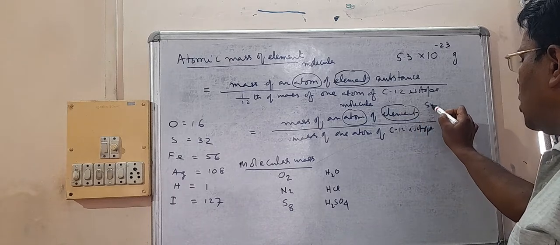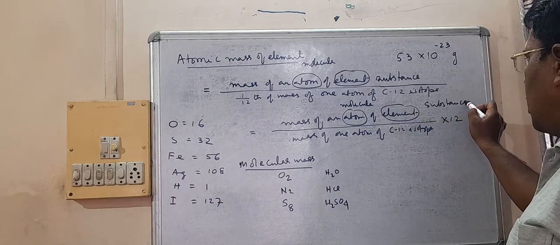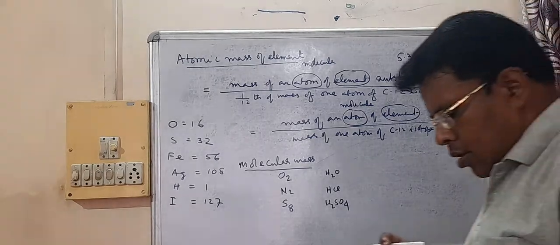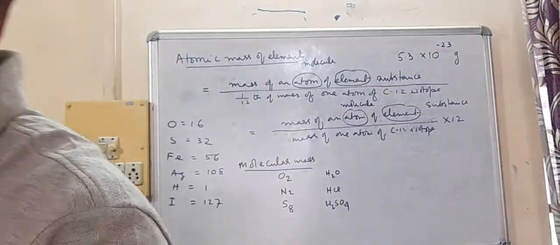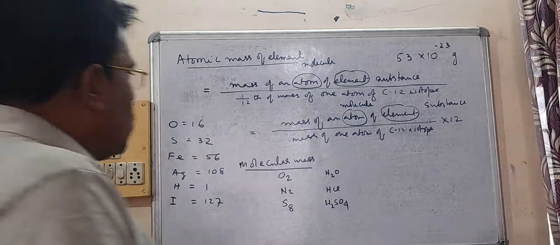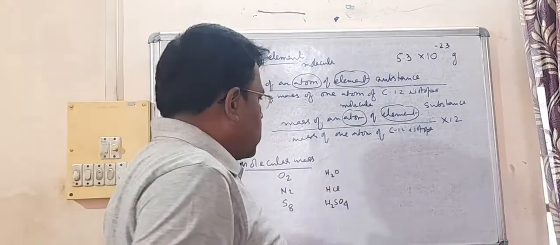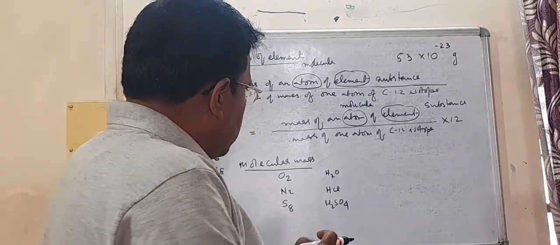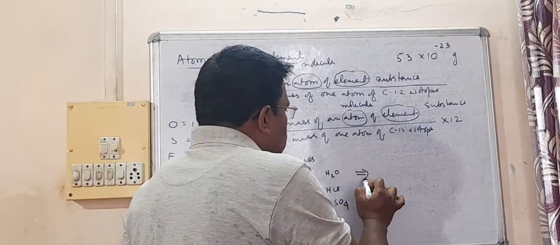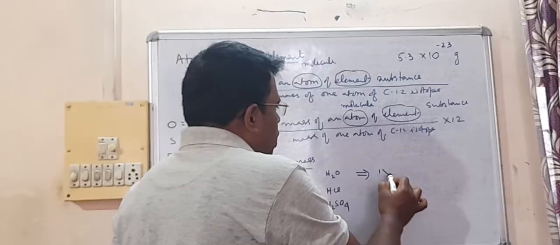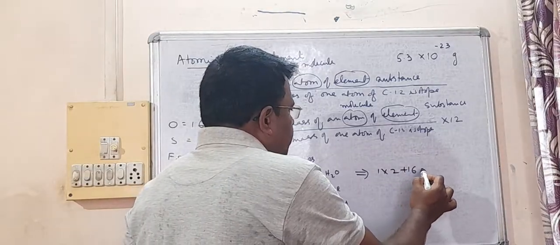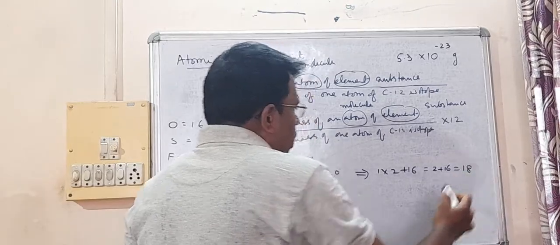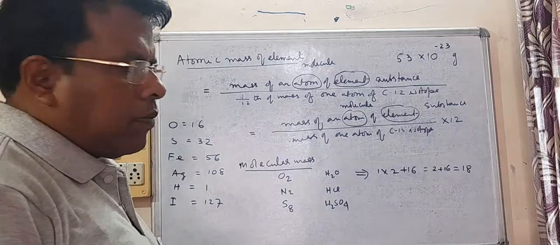Okay, and the denominator will be the same. Now we can calculate molecular mass by addition of atomic masses. For example, the molecular mass of water will be 1 into 2 plus 16. So 2 plus 16 is equal to 18. So 18 is the molecular mass of water.